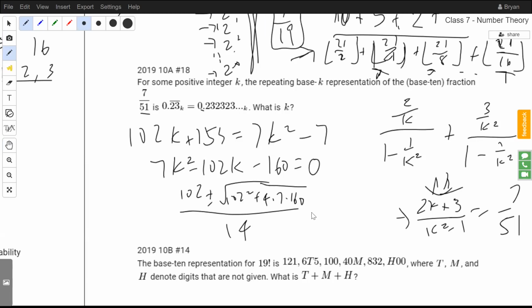Anyway, I'll save you some work. You end up getting 102 plus or minus 122 all over 14. And then the only solution that works from here is the positive one, and you'll just be left with 16 as your answer. So yeah, basically, anytime you see a repeating expression behind a decimal point, always think of geometric series. After that, you're basically set.